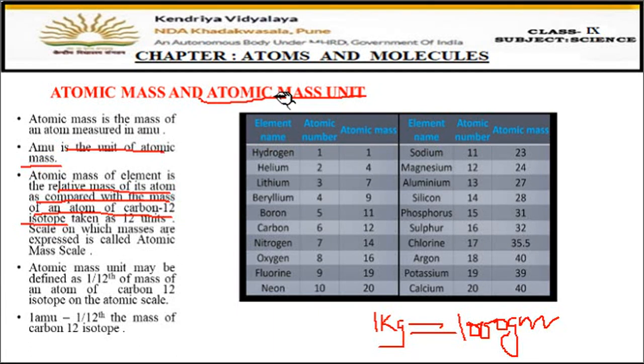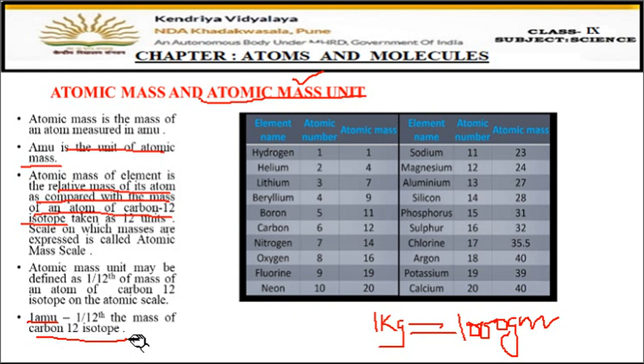But what does atomic mass unit mean? Like we know the meaning of 1 kg: 1 kg is equal to 1000 grams. In the same way, what is atomic mass unit? So 1 AMU, or 1 atomic mass unit, is 1 upon 12th the mass of carbon 12 isotope.